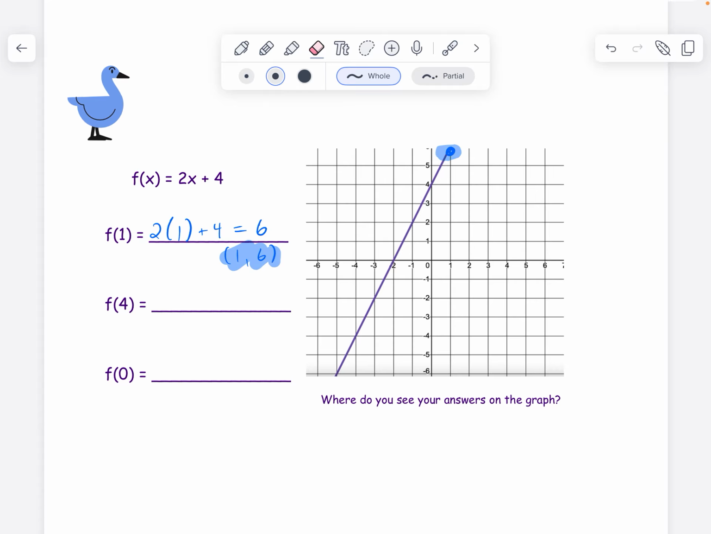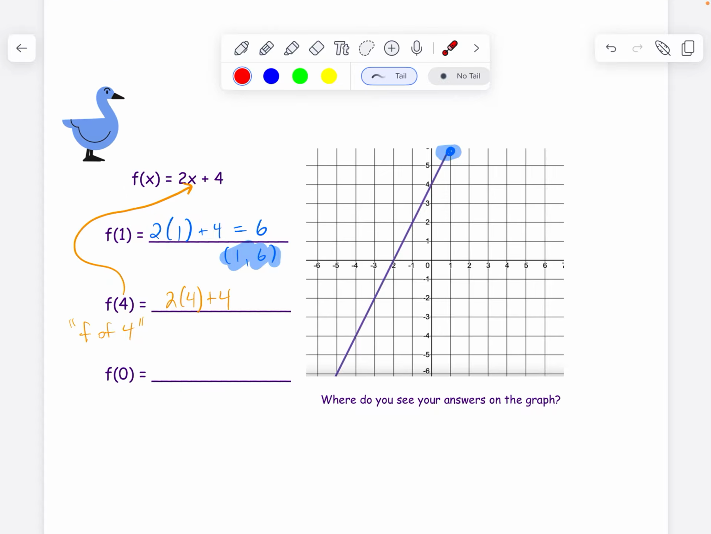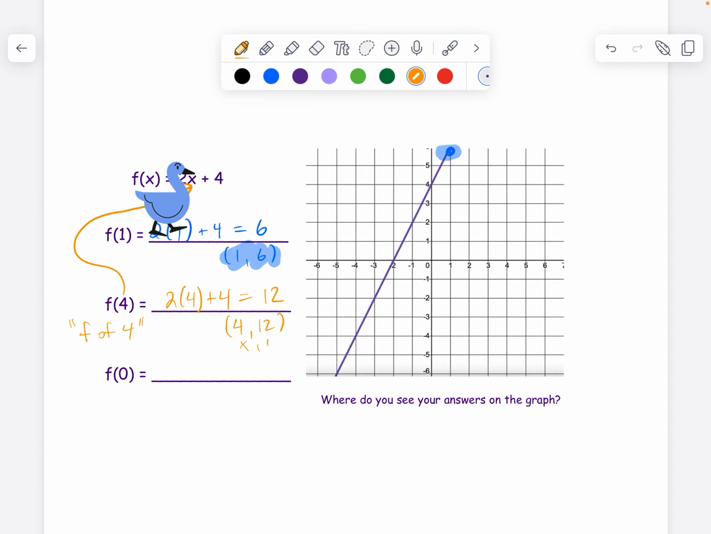Next, let's now plug in a 4. That's all it means. f of 4, that's how you say this. You would do 2 times 4 plus 4, right? Putting the 4 right there. 2 times 4 plus 4. Again, pretty easy math. That is 12. So as a coordinate, when I plug in a 4, that's x, I get a y value of 12. x, comma, y.